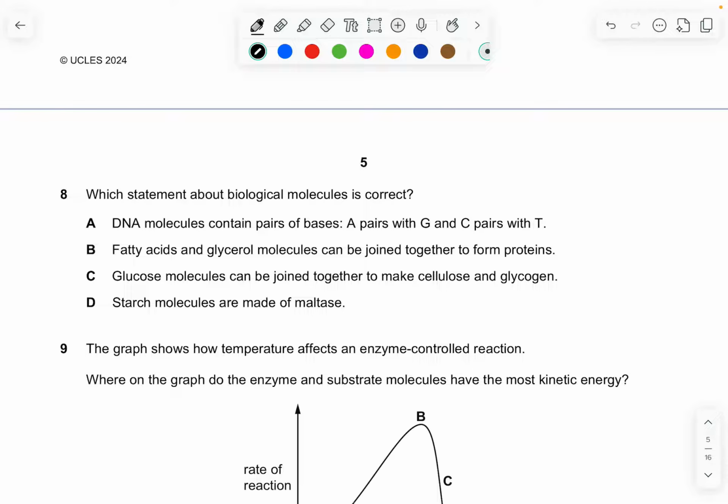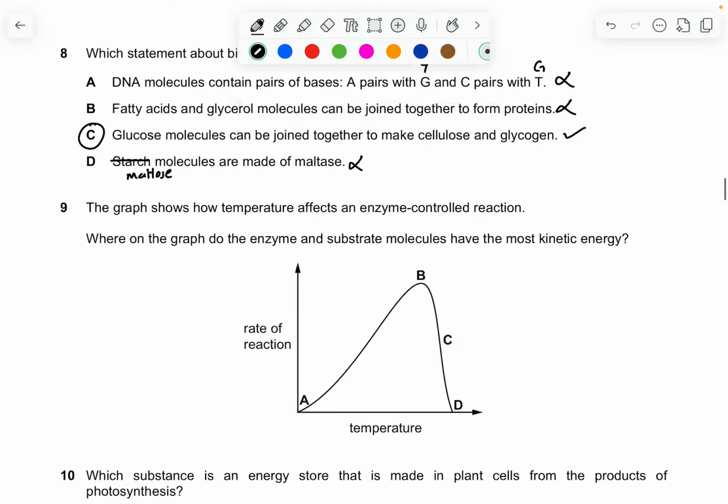Question 8. Which statement about biological molecules is correct? DNA molecules contain pairs of bases, A pairs with G, C pairs with T. This is wrong. It should be A and T, C and G. Fatty acids and glycerol molecules can be joined together to form proteins. This is wrong. Glucose molecules can be joined together to make cellulose and glycogen. This is correct. Starch molecules are made of maltase. This is wrong. If it's maltase, it should be maltose. So the answer is C.